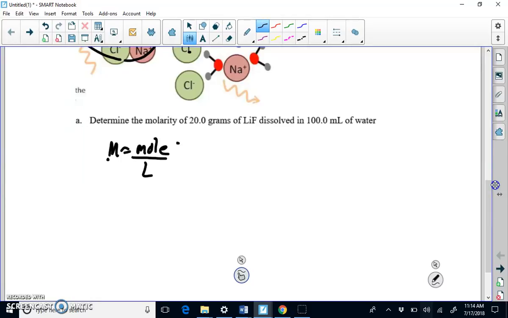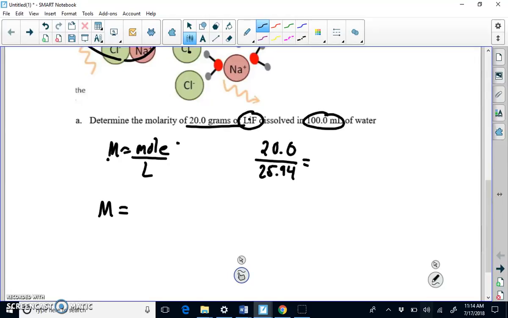So let's look at the equation. Determine the molarity of 200 grams of lithium fluoride dissolved in 100 milliliters of water. So we're determining M. The first thing we've got to do is convert this to moles. So again, we're going to take the 20 grams and divide by the molar mass of lithium fluoride. This you did in the previous section. Lithium fluoride, periodic table. So lithium is 6.94, and fluorine is 19. They made it easy. And this is 25.94.